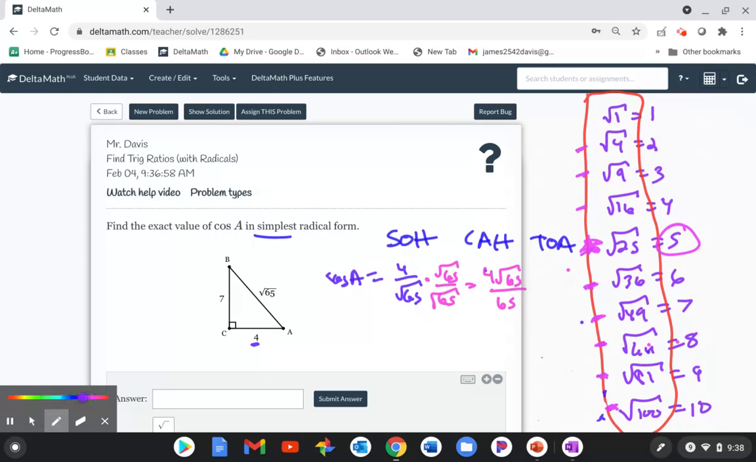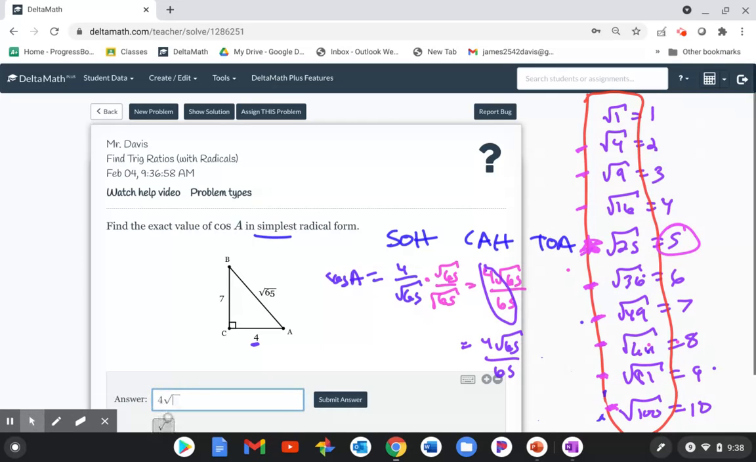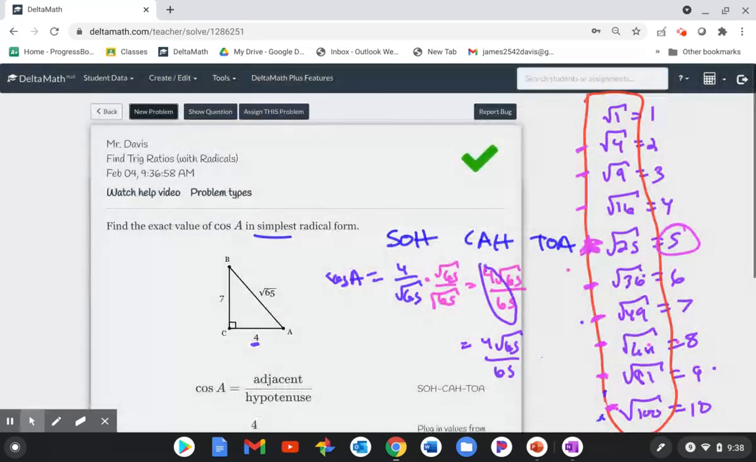Okay, so that's easier. Now we have to think, can we simplify this fraction here in front? Does 4 go into 65? Well, no. So we actually are just going to leave this as 4 radical 65 over 65. Again, they all won't be this difficult. Some of them are quite easy. That's how you do it.